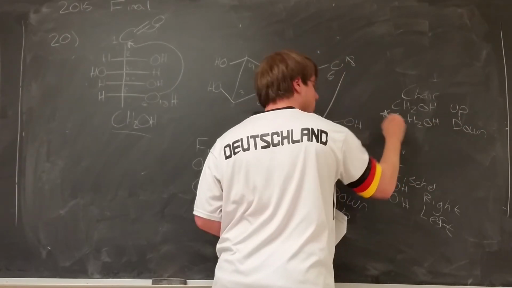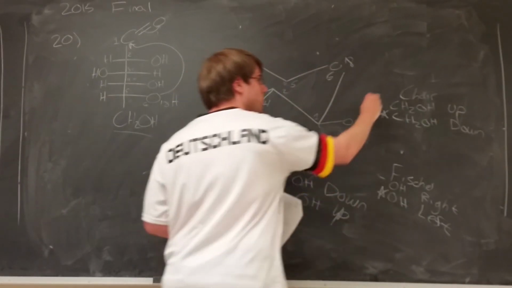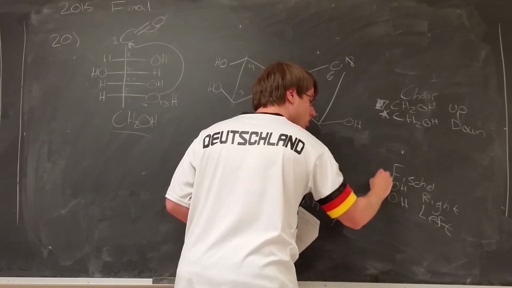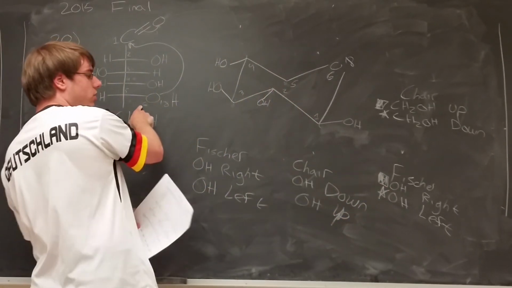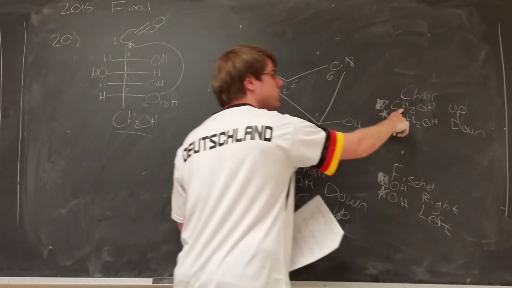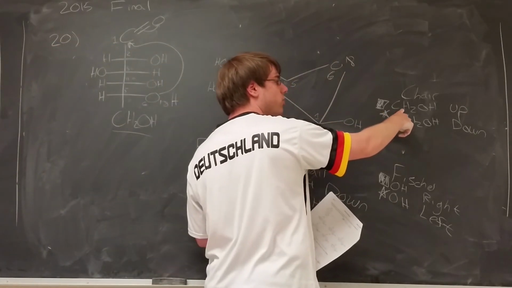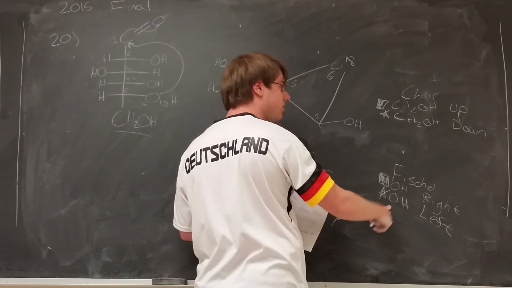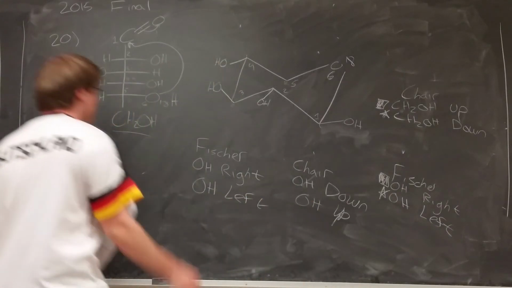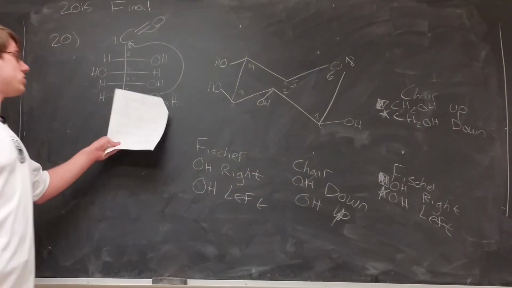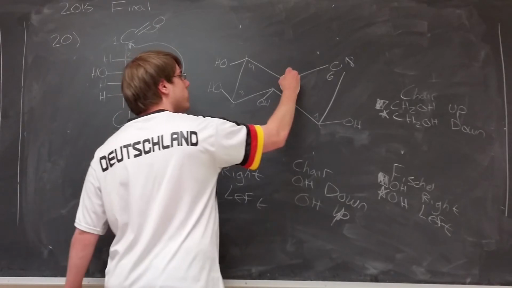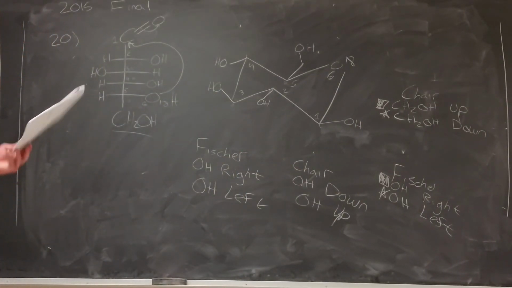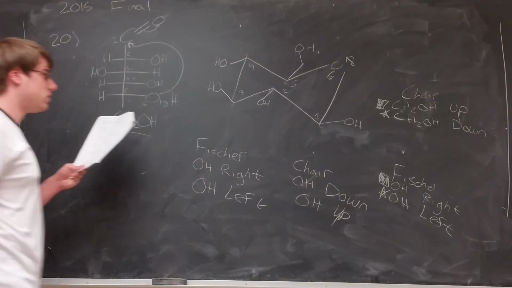So I'll start this one so you can see it matches up with that. Draw a square there. Okay. If you're looking at your penultimate OH in the Fisher, if it's on the right, the CH2OH in your chair or your Haworth will point up. And if the OH on your Fisher on that penultimate carbon is on the left, the CH2OH will point down. In this structure, the OH is on the right, which means the CH2OH should be pointing up on that Haworth, like so. And so that is the structure of your answer.